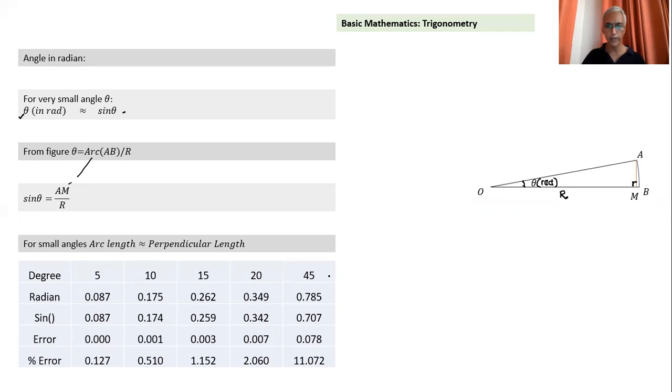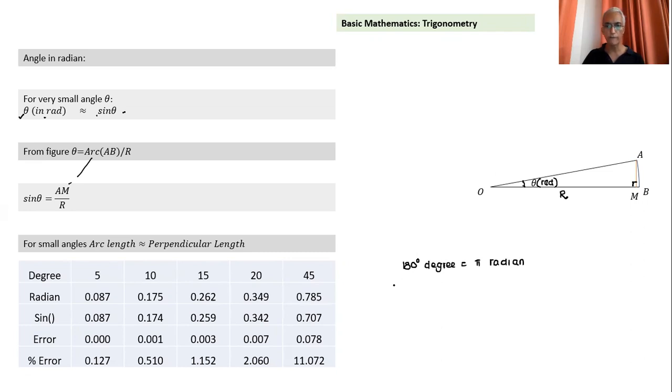Since we want to compare these two values, I need to convert this angle theta into radian. What is the way to convert degree into radian? What is the relationship we recall? 180 degree is equal to pi radian. So this is how we do the conversion here.